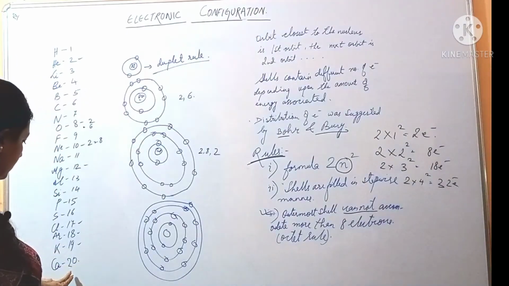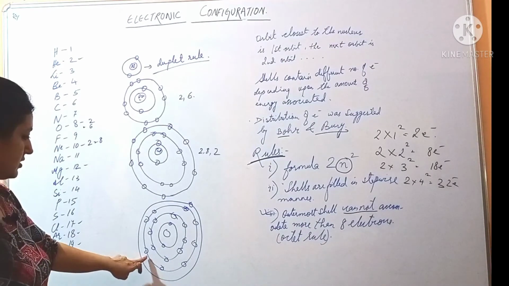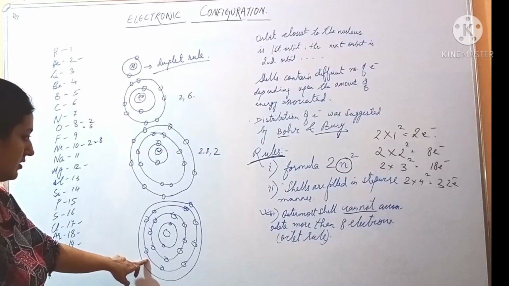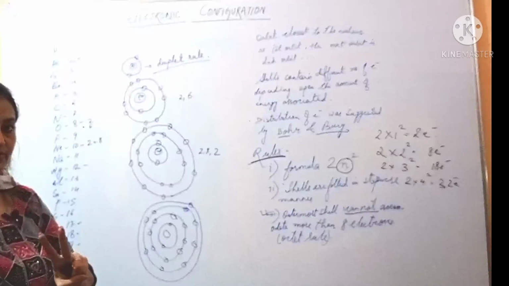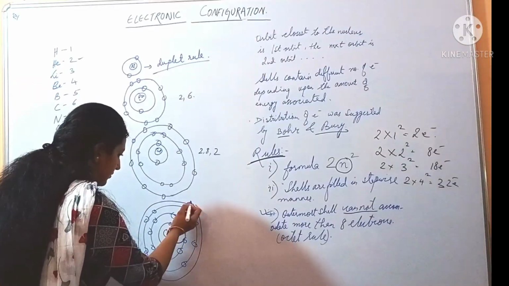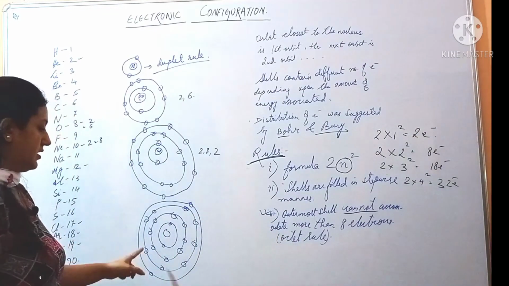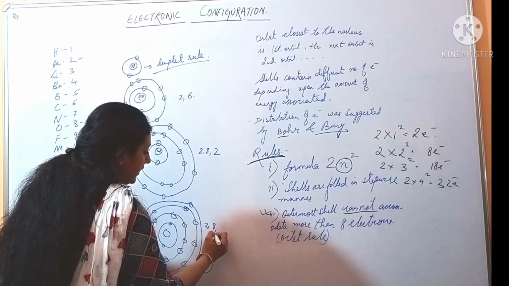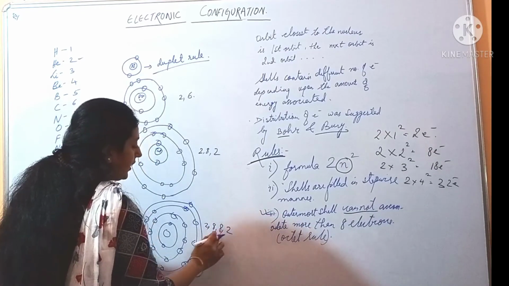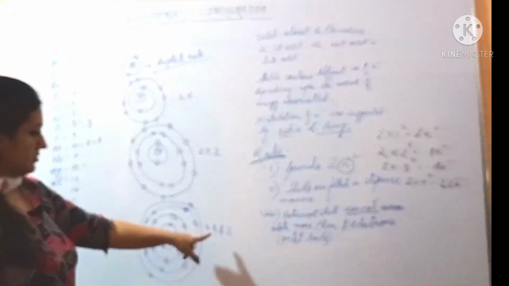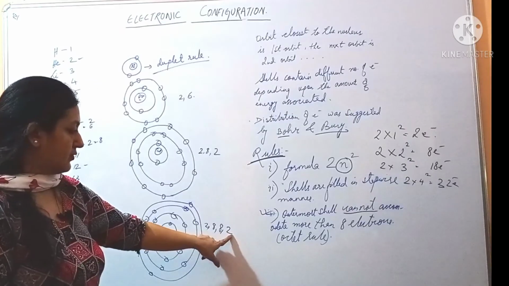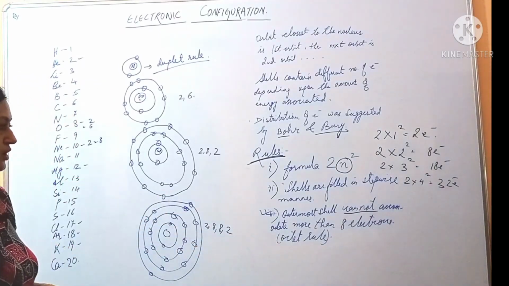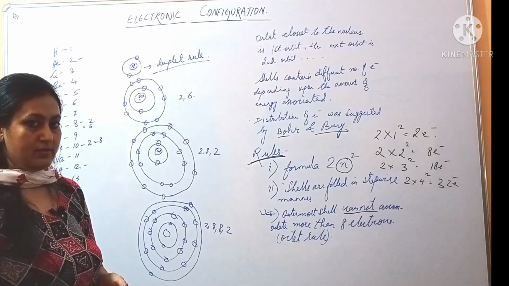Talking about calcium, this would be 2, 8, 8, making it 18. Then 2 electrons would be left. So one is this and the other one would be this. So calcium's electronic configuration would be 2, 8, 8, 2 and not 10, because this rule says the outermost shell should not have more than 8. Fine. So I hope I am clear.